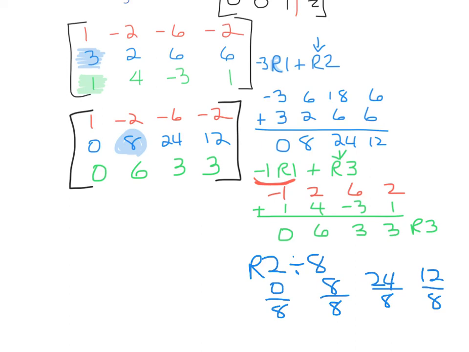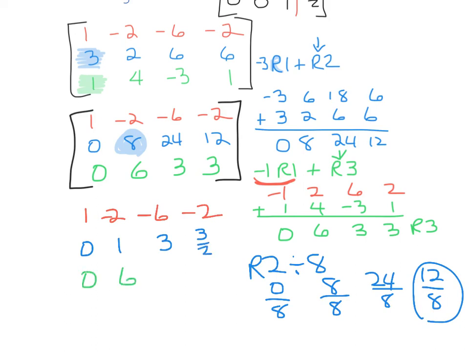So I'm changing that row. I'm going to go ahead and rewrite the whole thing just so we can see what's going on here. So then my new row 2 is 0, 1, 3. 12 over 8, I can reduce that and make that 3 over 2. You fill in the green.